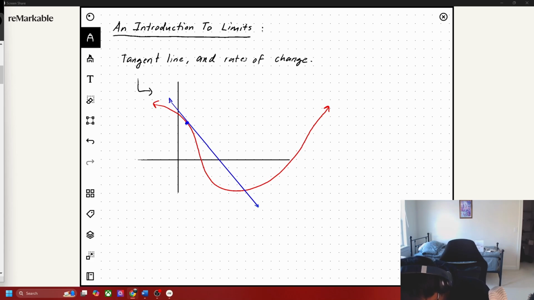So you have your tangent line here, and that is unique only to that point on the graph. It's not equal to that anywhere else. That's basically the idea of a tangent line. It's not tangent here. It's not tangent anywhere else.